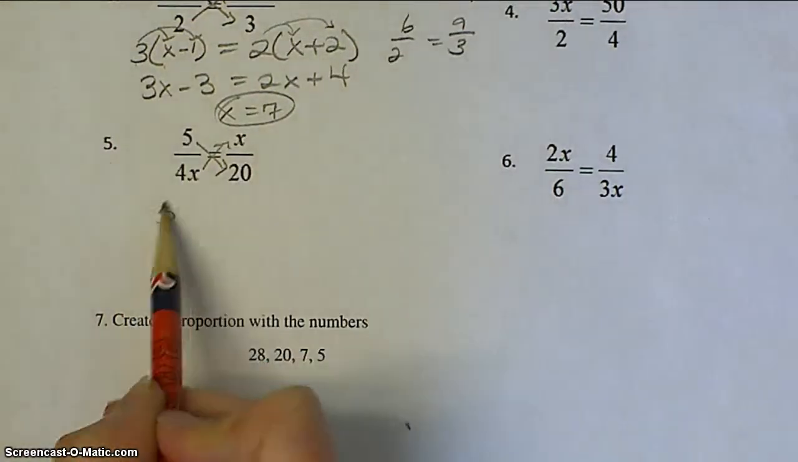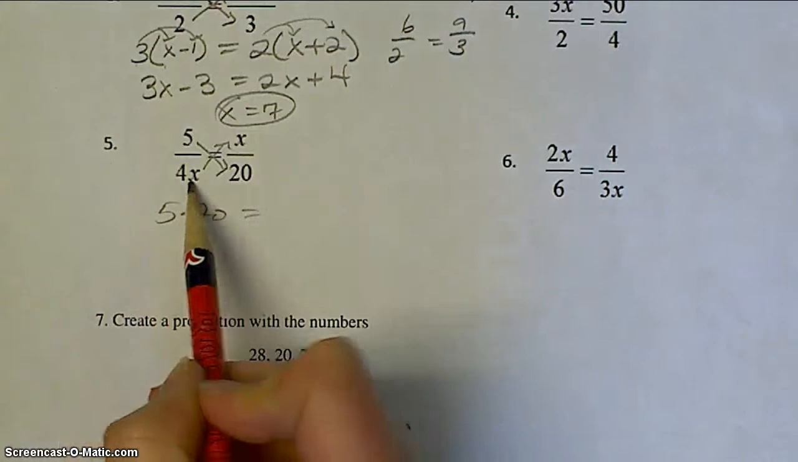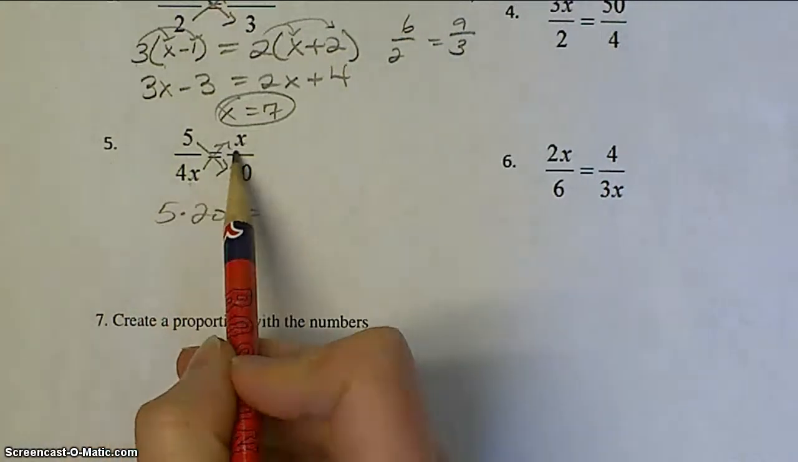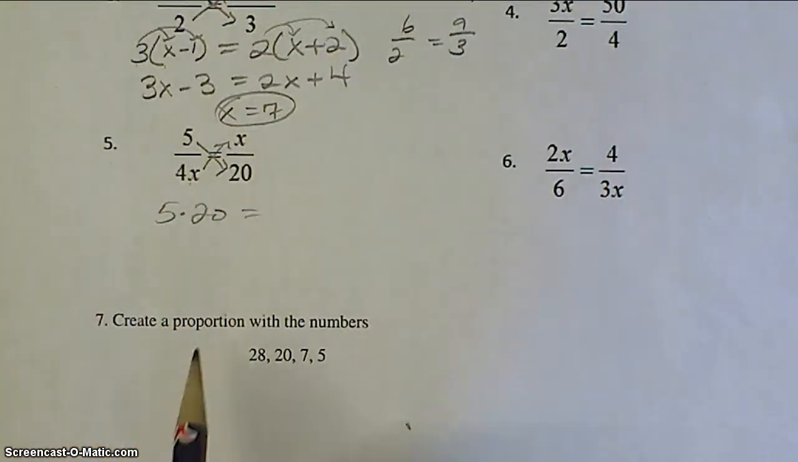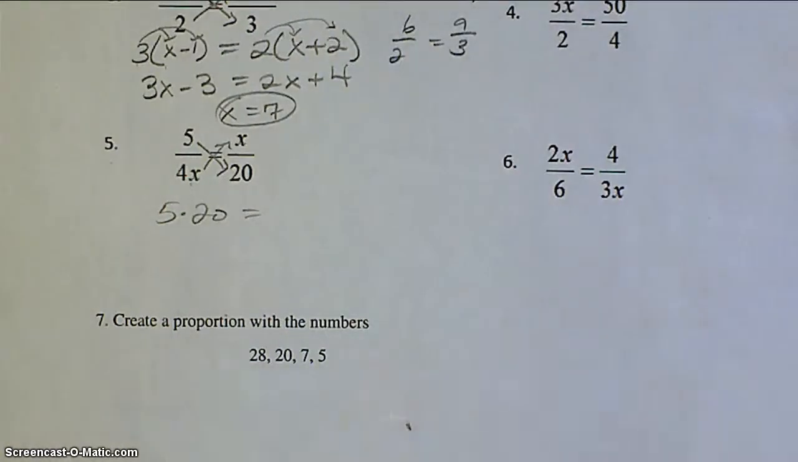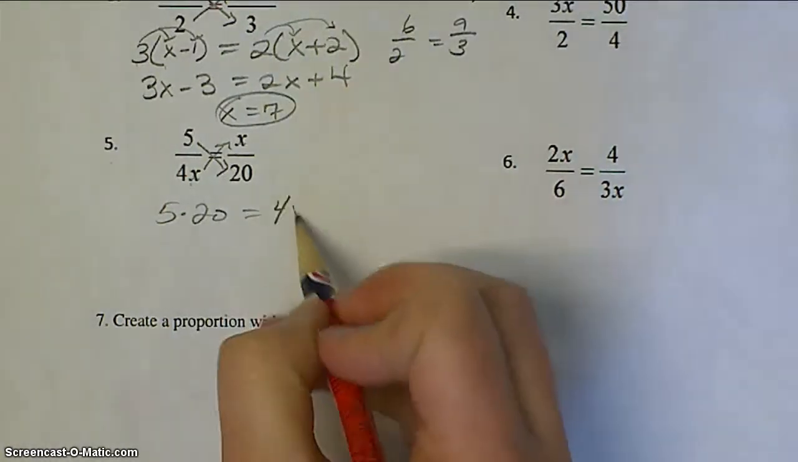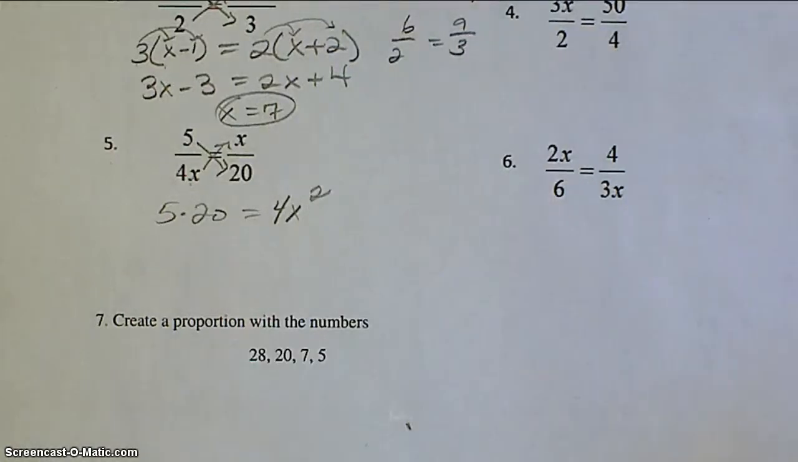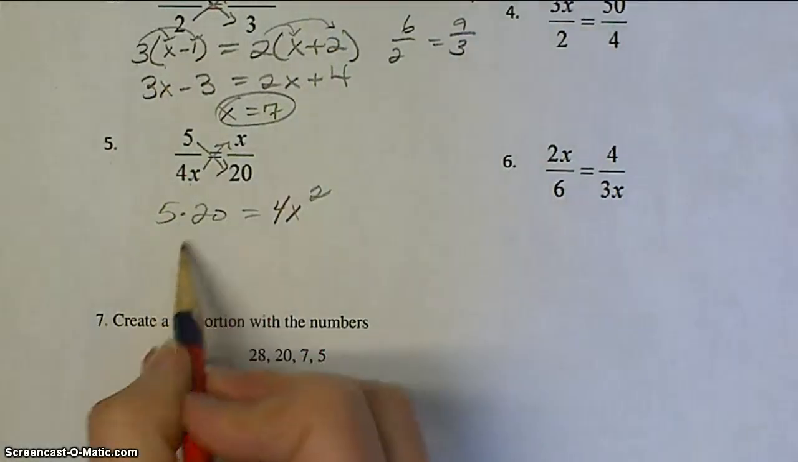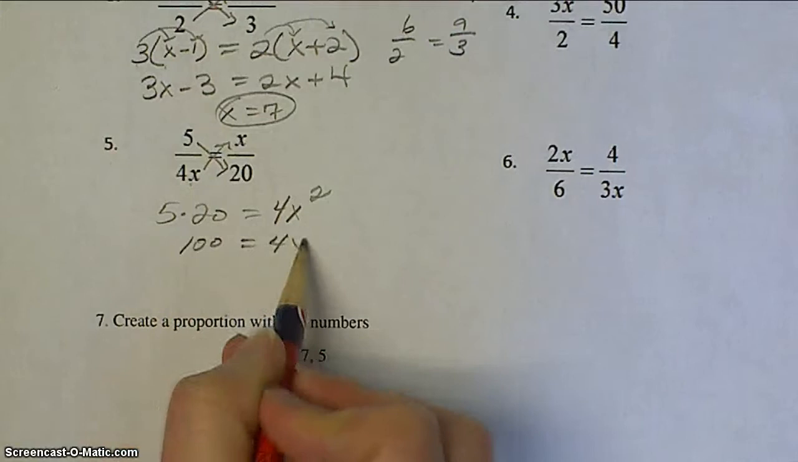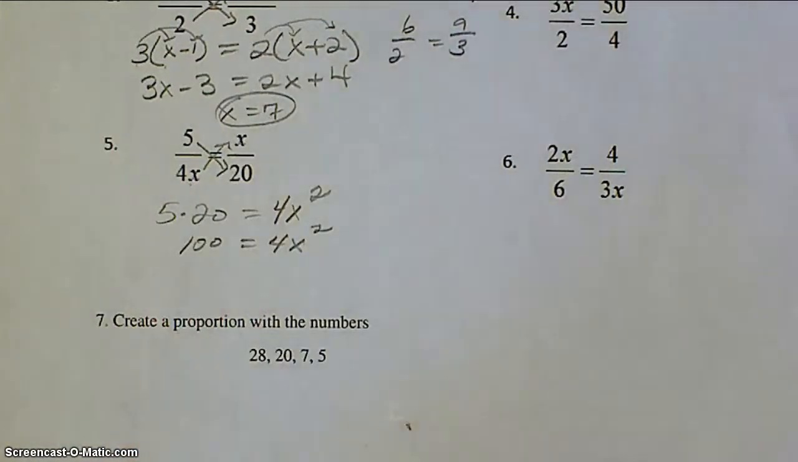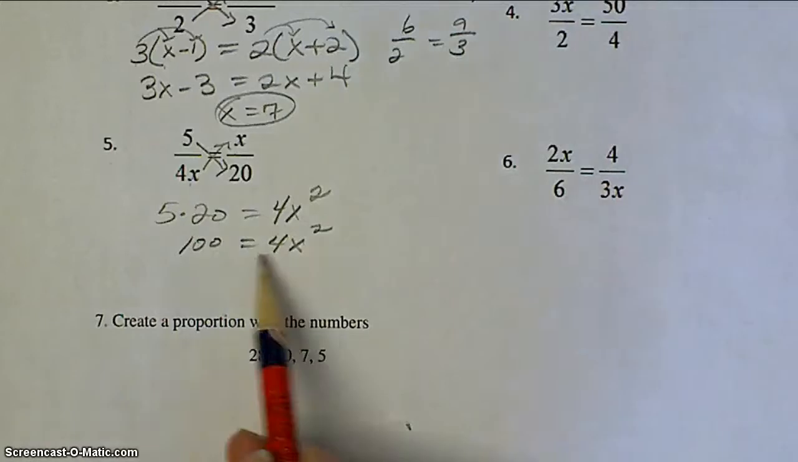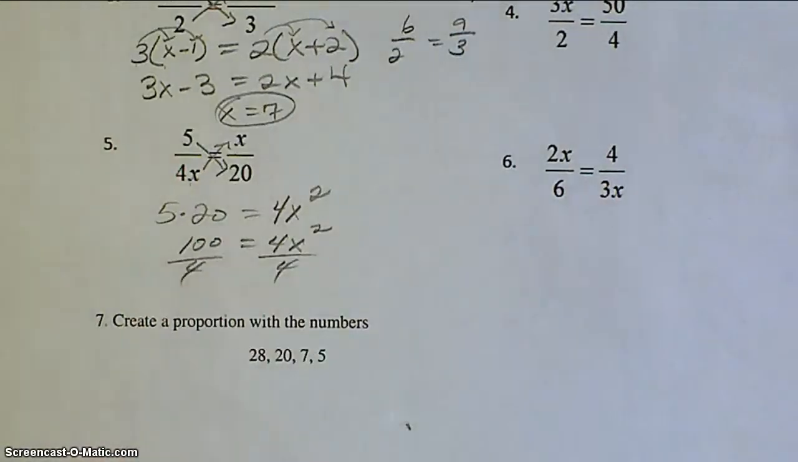Again, 5 times 20. Now I have 4x times x. Anytime you multiply a variable times itself, you will always get that variable squared. So in this case, 4x squared. Okay? 5 times 20 is 100. Now, according to your order of operations, we need to get rid of that 4 before we can do the square root, since that 4 is not being squared.